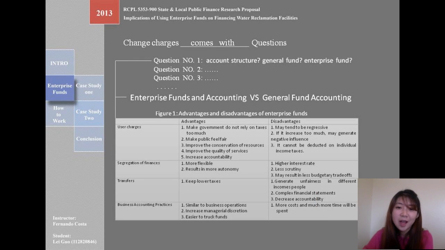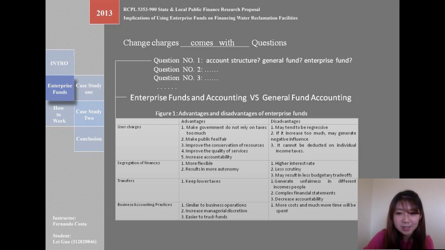Some policy questions always come with changes of charges. One of these policy questions is account structure. Before making any changes of charges, we should know whether this charge is in the general fund or enterprise fund. The Government Accounting Standards Board's Statement Number 34 presents state and local governments' reports on the value of their capital assets and infrastructure assets, and explains the major difference between enterprise fund accounting and general fund accounting.